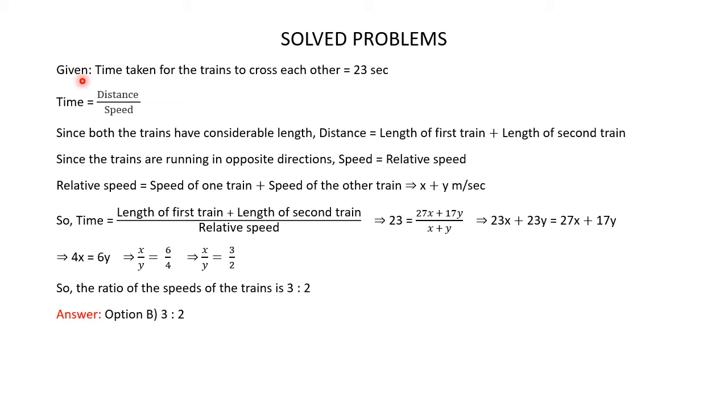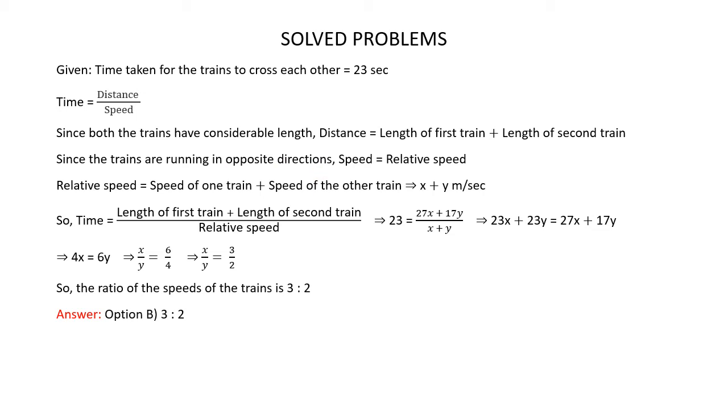Now it's given that the time taken for the trains to cross each other is 23 seconds. As we know, time is equal to distance divided by speed. Now since both the trains have considerable length, distance will be length of the first train plus length of the second train. Since both the trains are running in opposite directions, speed will be relative speed.